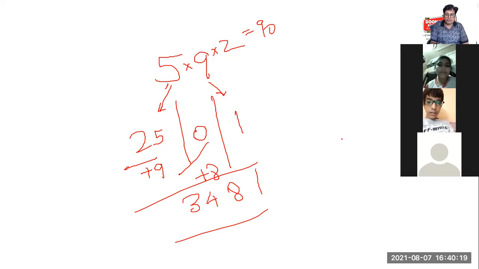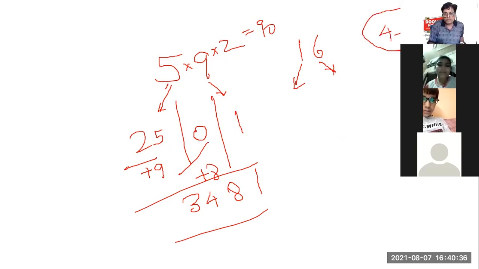Now, who is asking Shiva? 16 square you can't do. Very good. Ans Ranaji, your time is over. You can go. Our time will finish at 5 p.m. If your time is over, you can leave. Our time will finish at 5.